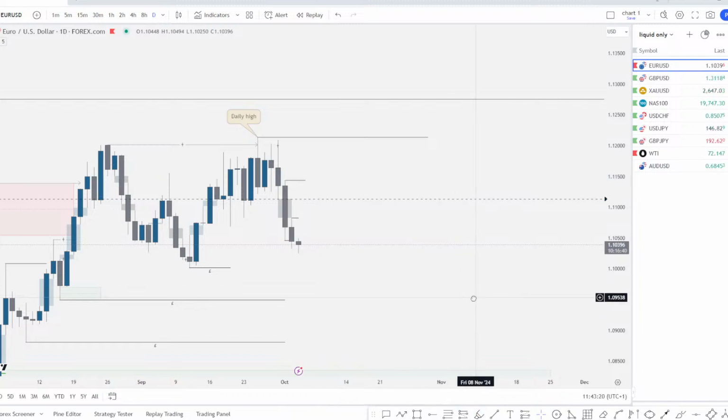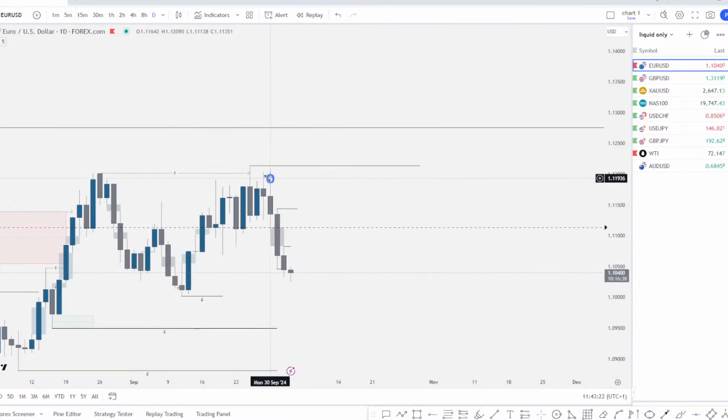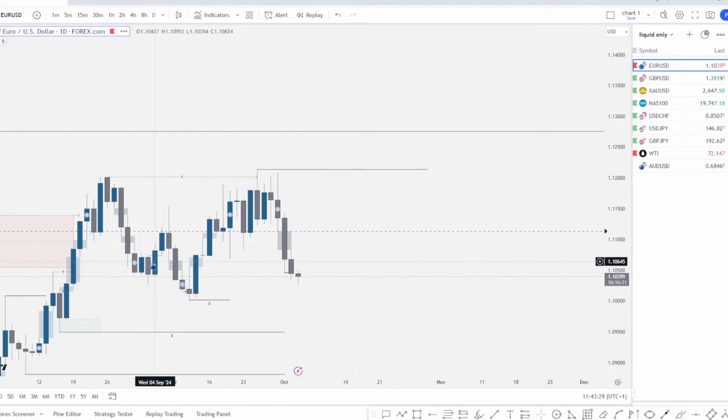Don't want to see it. We don't need that labeled anymore. That was for an example purpose. We can get rid of this, get rid of this. If we need those, we can just re-highlight them. Really not a problem.